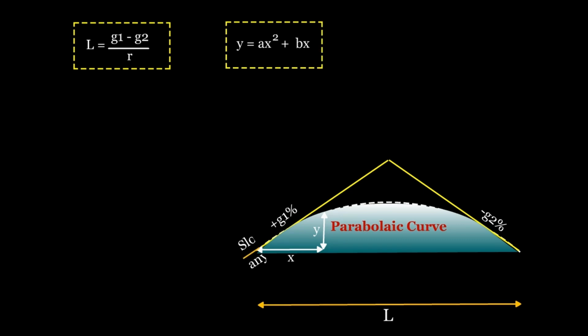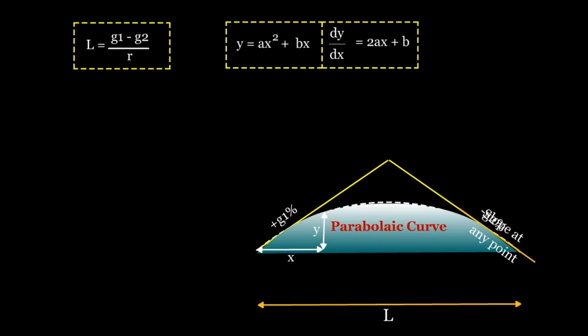The slope of the curve at any point is given by the derivative of y with respect to x, that is dy by dx equals 2ax plus b, and the rate of change of grade r is the second derivative of y with respect to x, that is d squared y by dx squared equals 2a equals r. Since 2a is a constant, it confirms that parabolic curves maintain a uniform rate of grade change, making them ideal for highway design.